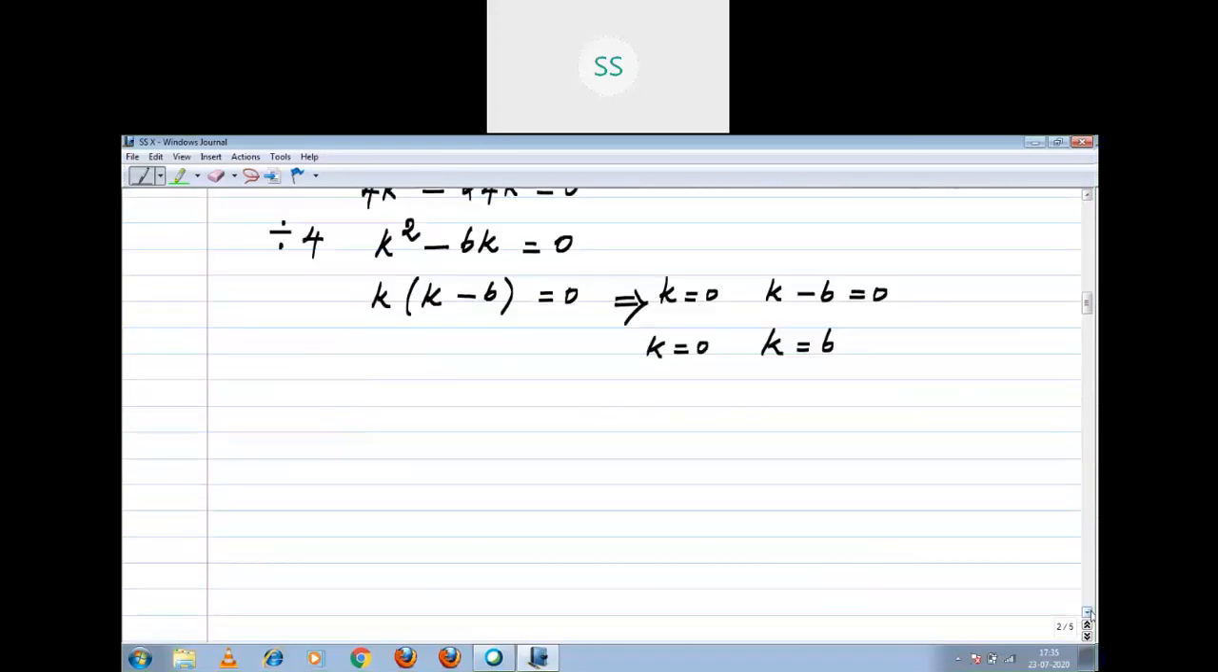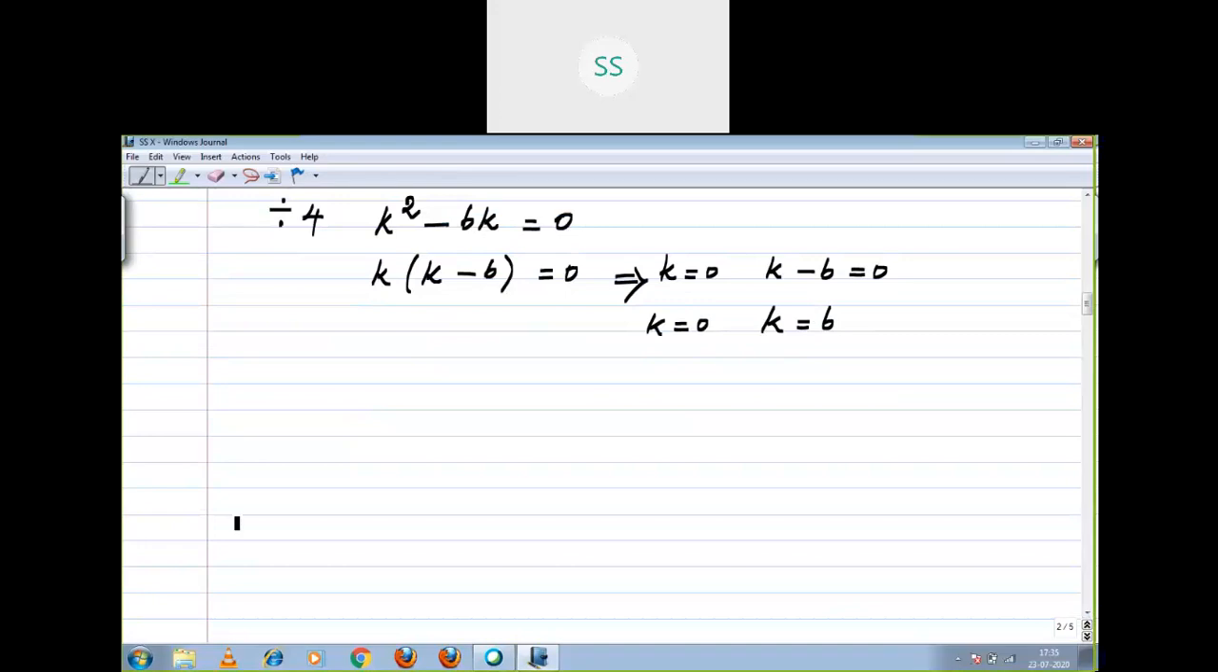Any idea? Whether it is correct or not, you don't bother. You have to participate. K equal to 0 is rejected. Why I rejected this, children? If I substitute k equal to 0 in the format, you cannot get a quadratic equation. If you cannot get a quadratic equation, you cannot apply the quadratic formula, right? So k equal to 0 is rejected. Therefore, the value of k is k equal to 6.